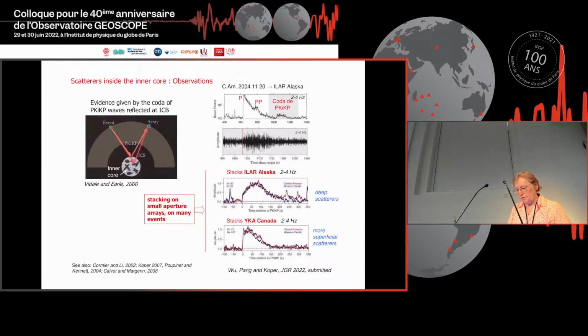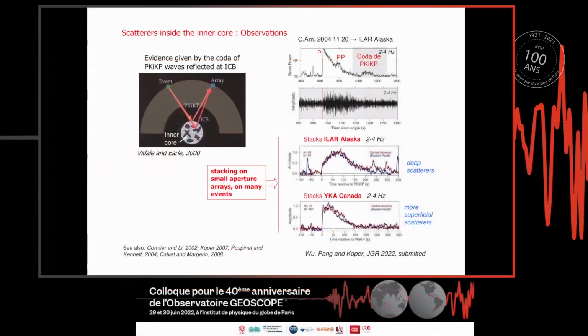Finally, one slide about the scatters. Scatters are difficult to observe because they require to be stacked, in fact, on a small aperture array. So you see here, for example, at the top, the Central American earthquake recorded at the Hailey Edison Array in Alaska. At the distance which is considered, the reflected wave, PKiKP, disappears. I mean, the reflection coefficient is close to 0.